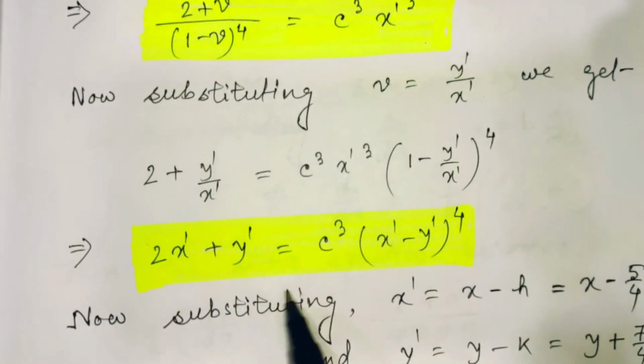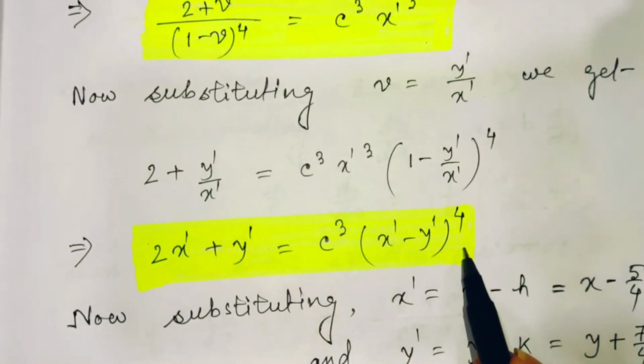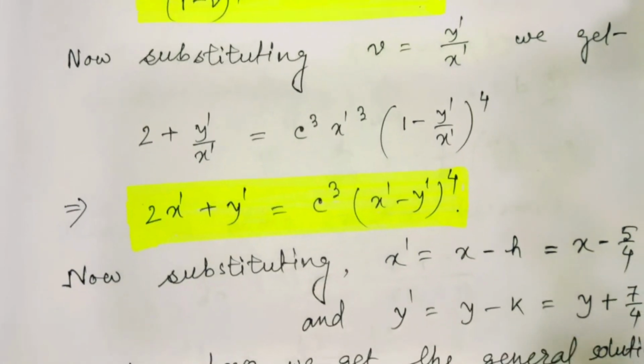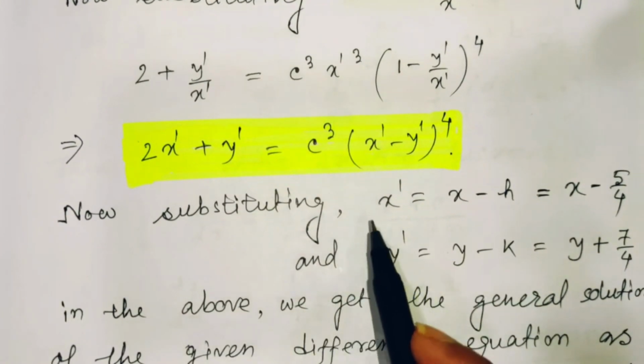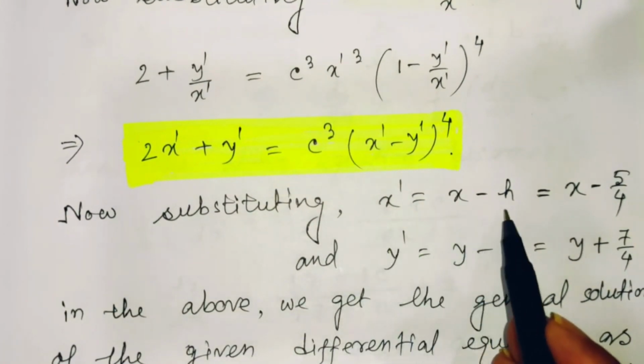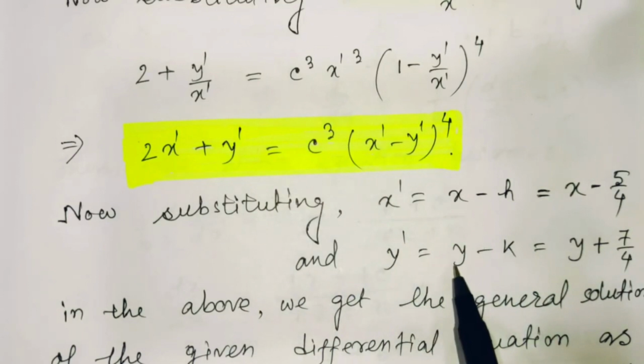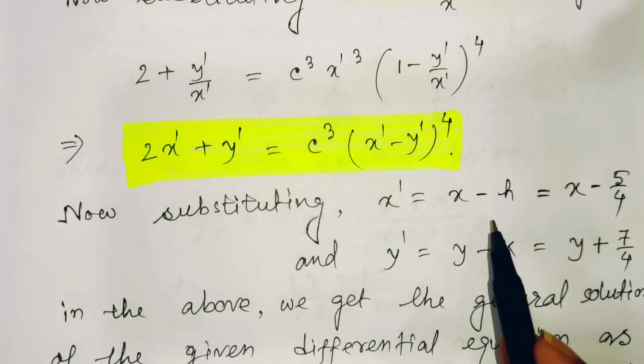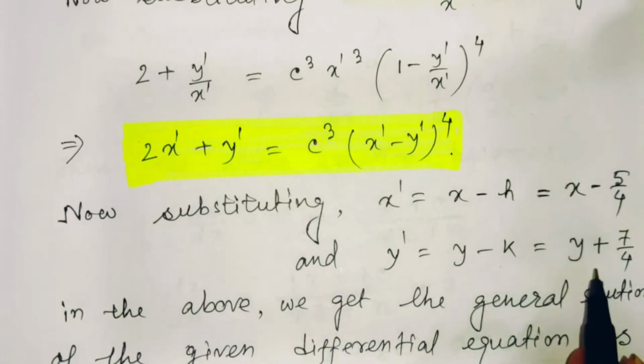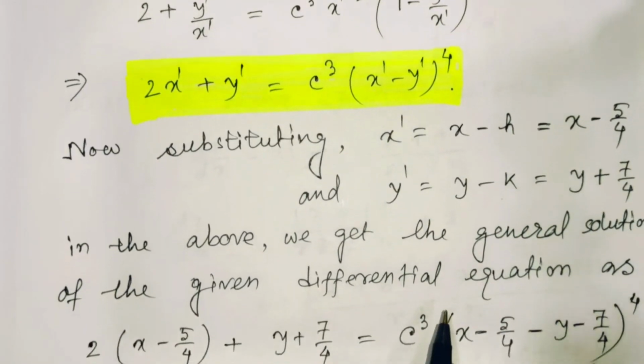After this substitution we shall find our equation in terms of x and y. We know x is equal to x dash plus h that we have substituted, and y is equal to y dash plus k, so we should resubstitute here. So x dash is equal to x minus h and y dash is equal to y minus k, and we know the values of h and k, which we should substitute here.